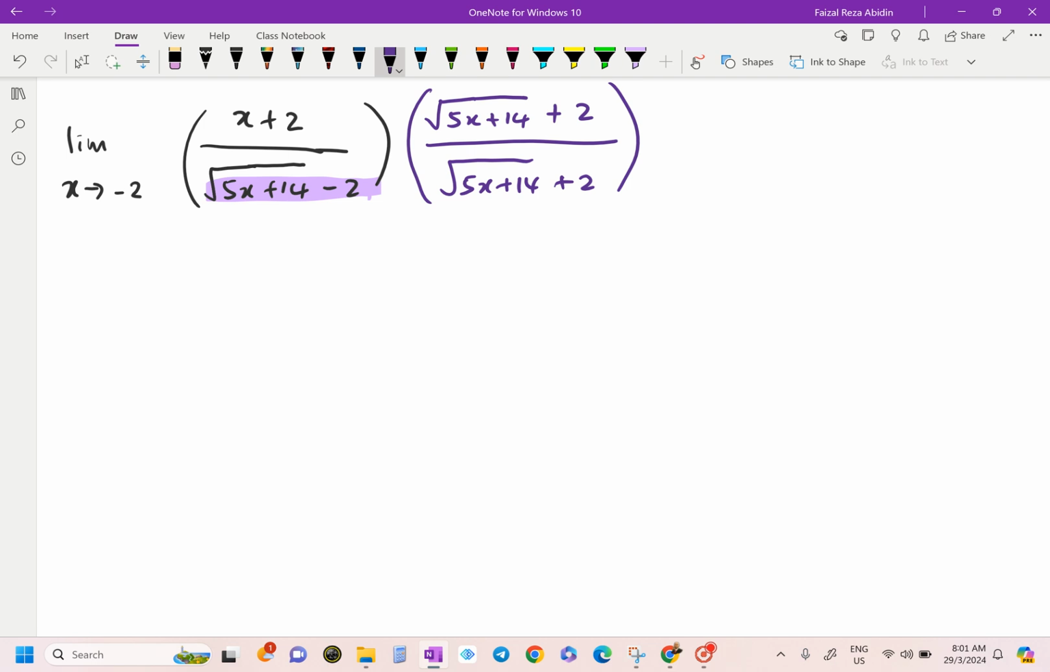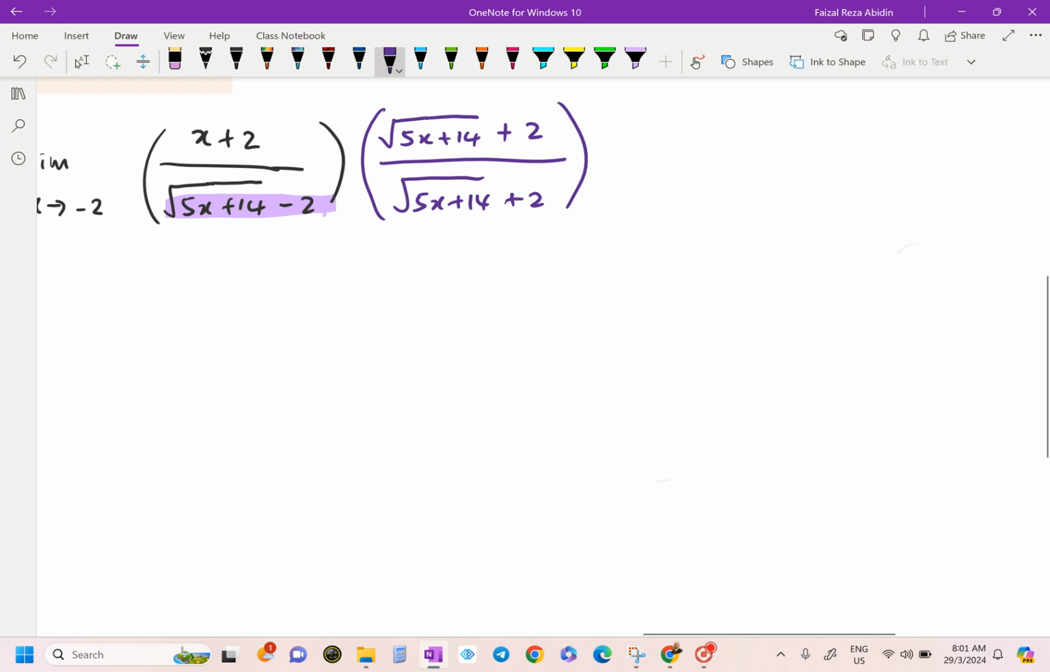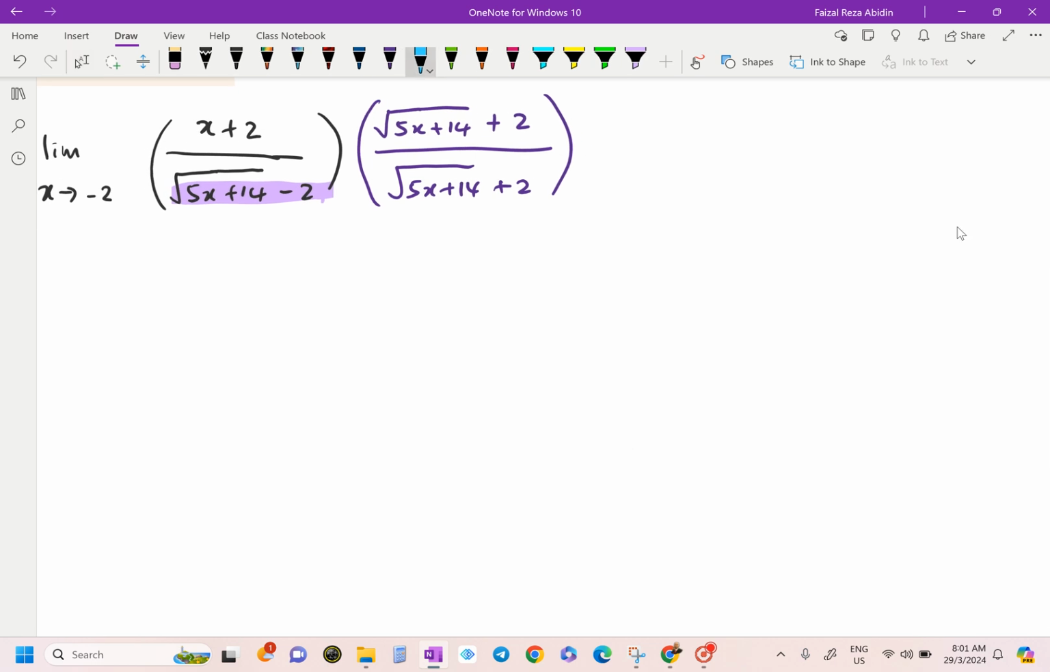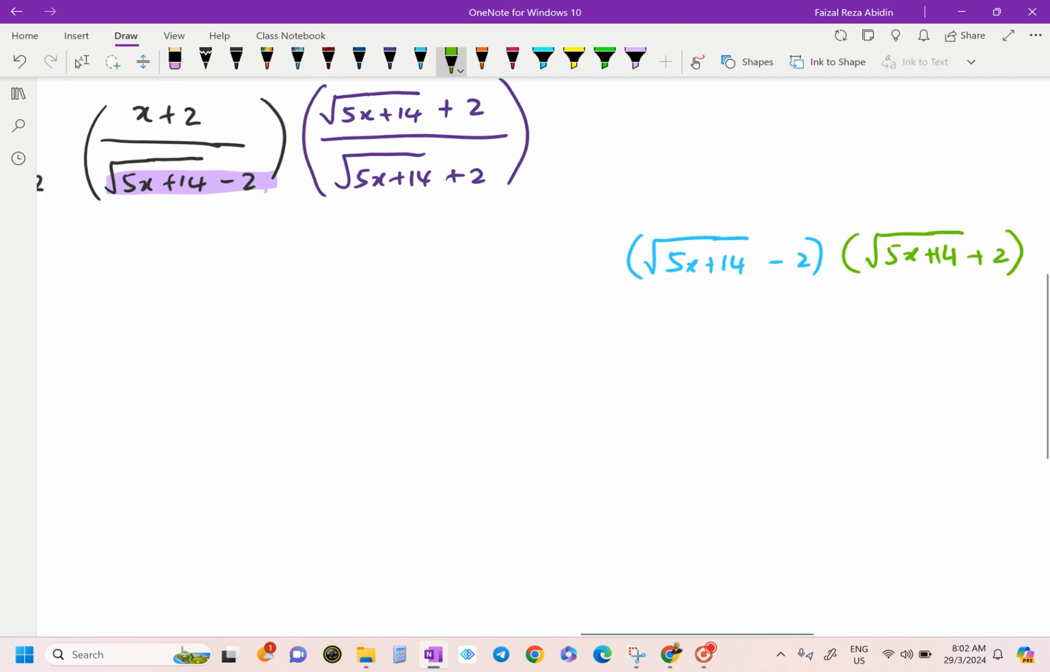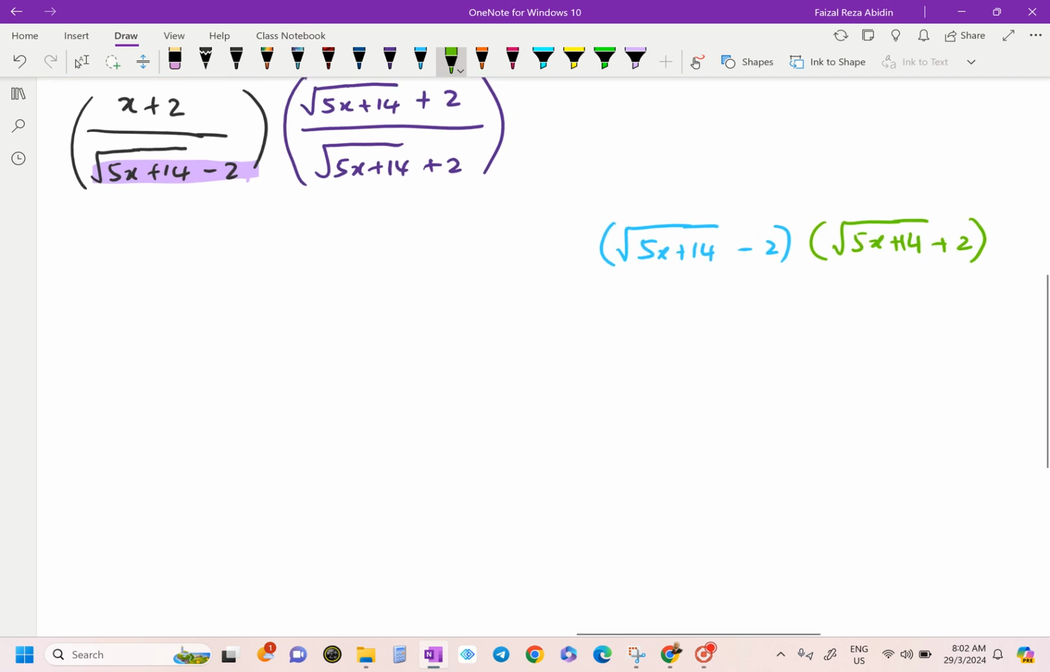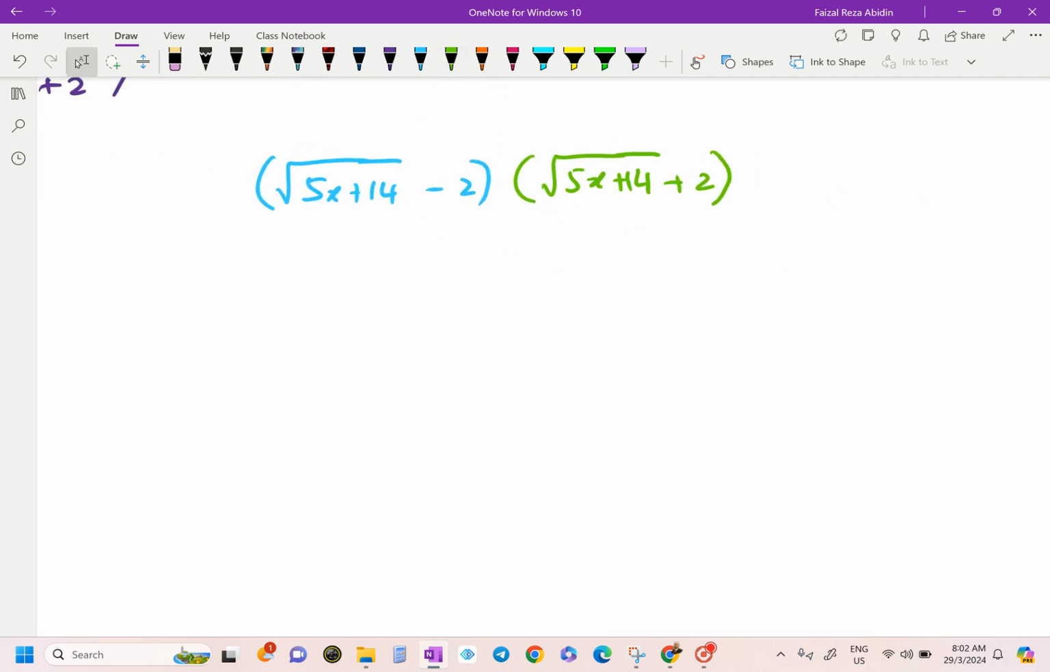For the denominator over here, if we are going to expand, okay, you are going to expand that one. What we are going to have is, okay, let me expand for you, the square root of 5x plus 14, okay, times with minus 2, times with the square root of 5x plus 14 plus 2, this one. Okay, so for the denominator, we are going to expand the denominator over here. So if you look over here, this is for one term. Okay, we are going to have what?